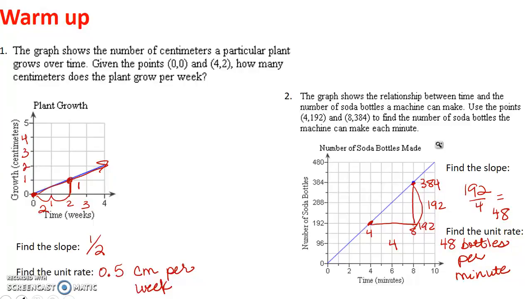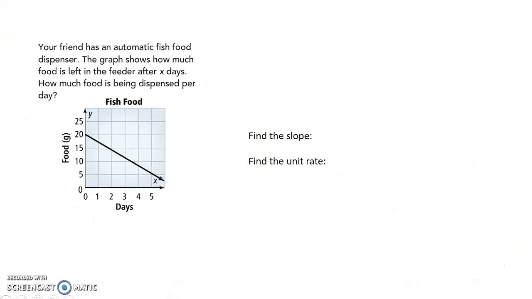All right, so let's go ahead and take our notes in OneNote. This is just a continuation from Friday. So learning goal is the same. We're relating unit rates with slopes. And this graph looks a little bit different.